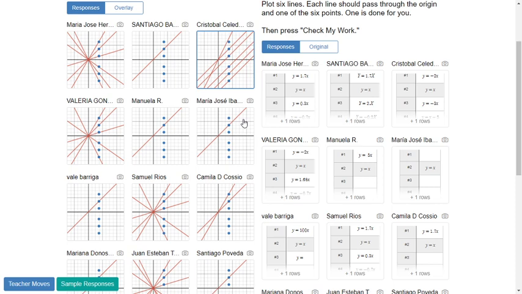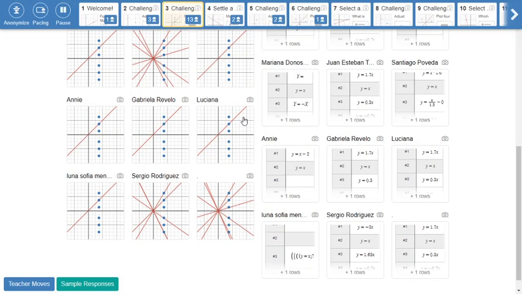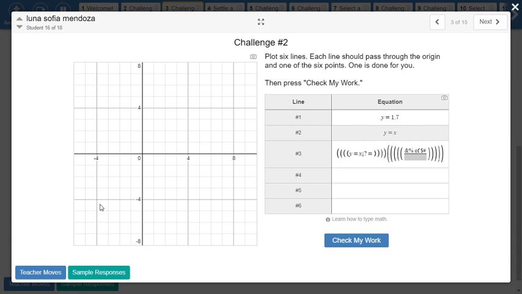Okay, I'm going to find you, Gabi, Sergio, Luna. Oh, okay, Luna, very good. I'm going to see the process that you're doing in this moment. Okay.